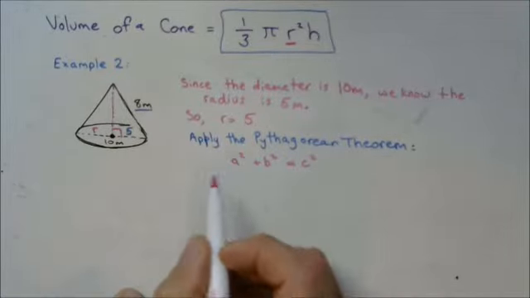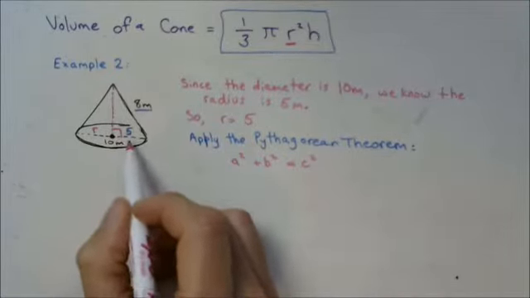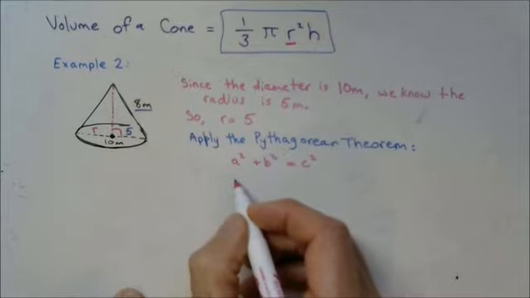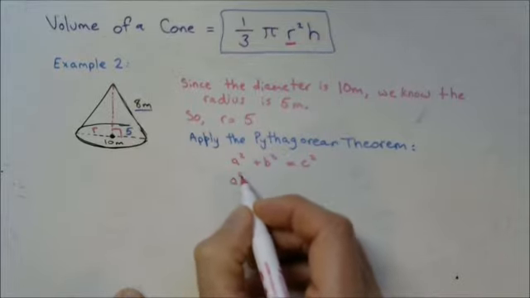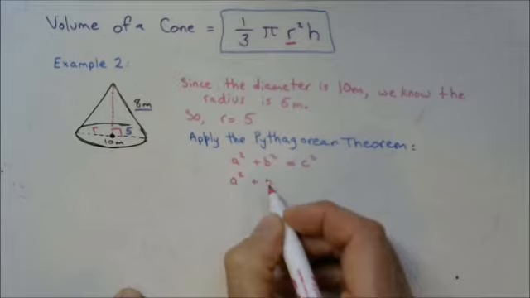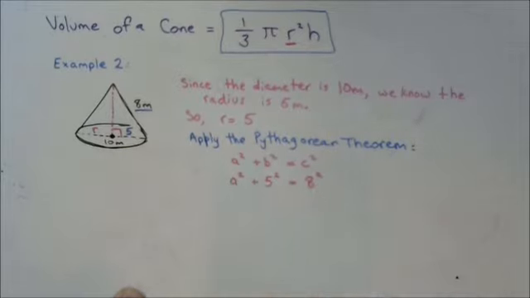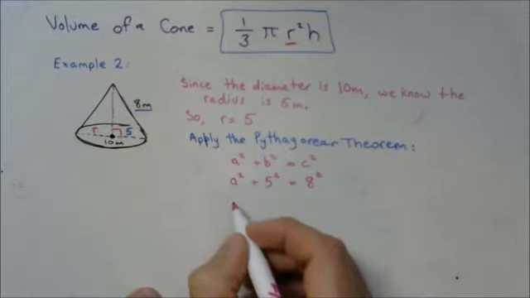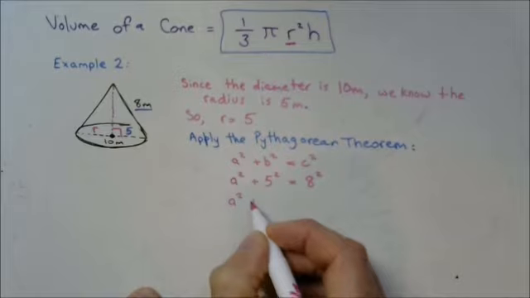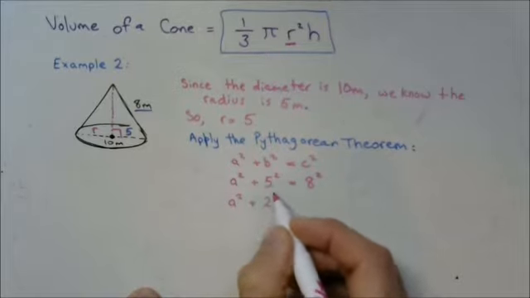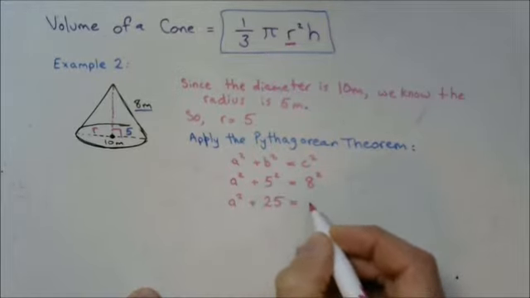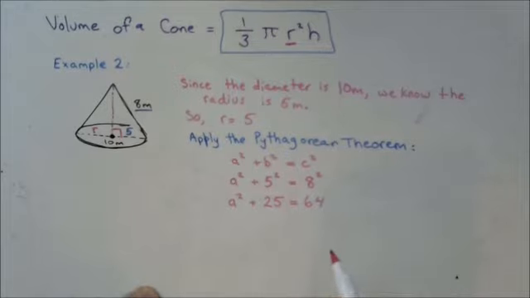So let's plug in what we know. A or b doesn't matter. 5 is one of the legs. So let's just say we have a squared plus 5 squared equals 8 squared. Okay? Let's simplify. We've got 5 squared is 25, equals 8 squared, which is 64.